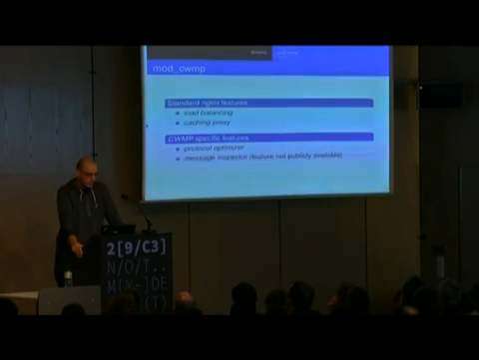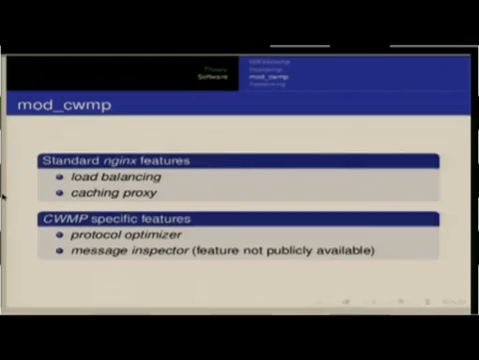Okay, so you might be thinking, why would you code the proxy? Well, you get load balancing out of the box, so you can have a farm of ACS servers in the back. Also, you can use it as a caching proxy. For example, if you upgrade firmwares overnight, there is no need to send traffic to the ACS if Nginx can handle it. Also, there are some features I call protocol optimizers.